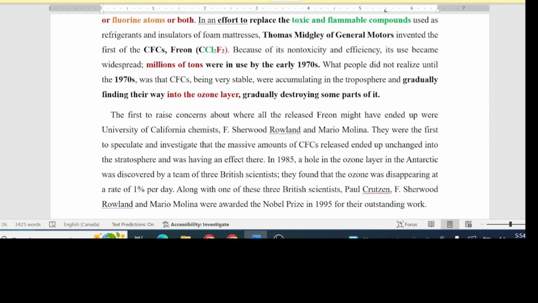However, people did not realize that all of the freon that subsequently escaped the discarded refrigerators and mattresses ended up in the stratosphere, causing destruction to the ozone layer there.